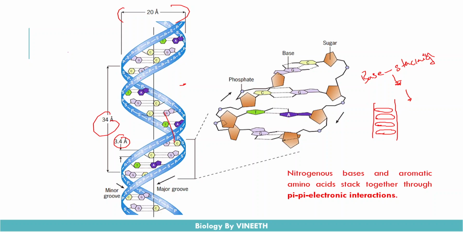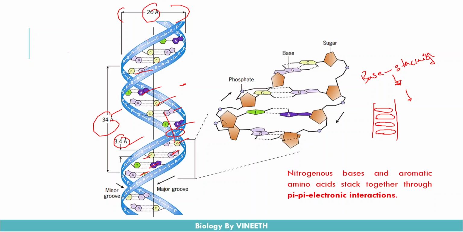If you also count 1, 2, 3, 4, 5, 6, 7, 8, 9, and here 1, 2, 3, 4, 5, here we will have one more base pair at the back side. So a total of 10 to 11 base pairs will be present in one helical turn. One helical turn length will be 34 angstroms, the distance between two bases will be 3.4 angstroms, and the diameter will be 20 angstroms.